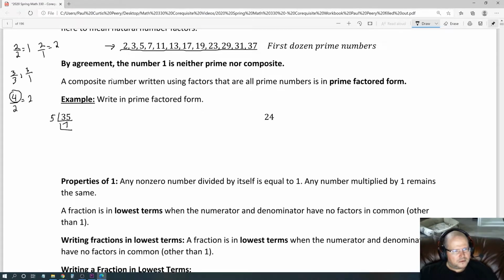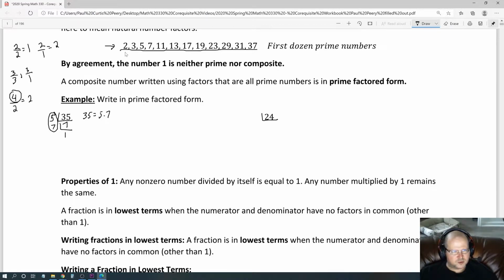Now, you try to divide 7 by 5, it's not going to work. You move on to the next prime number, which is 7. Then you say 7 divided by 7 is 1. So the prime factorization of 35 is 5 times 7. So you would say 35 equals 5 times 7. Okay, let's go over here and try the other one.